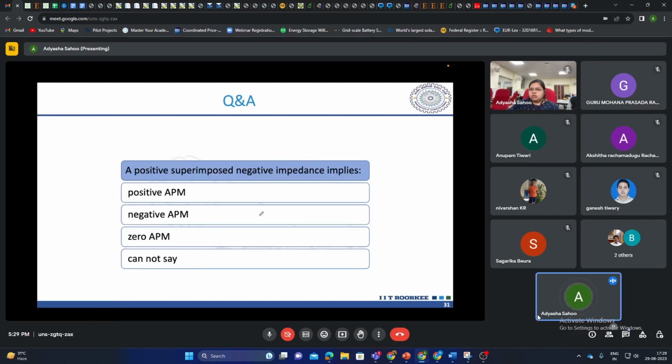So the next question is, a positive superimposed negative impedance will imply positive active power mismatch, negative active power mismatch, zero active power mismatch, or you can't say with this information.